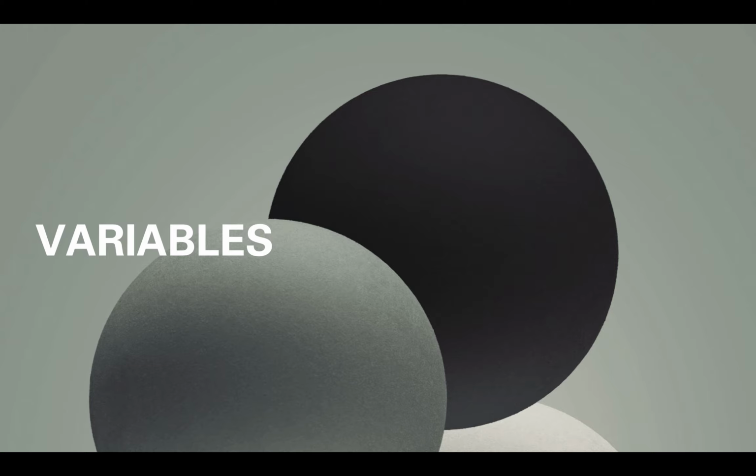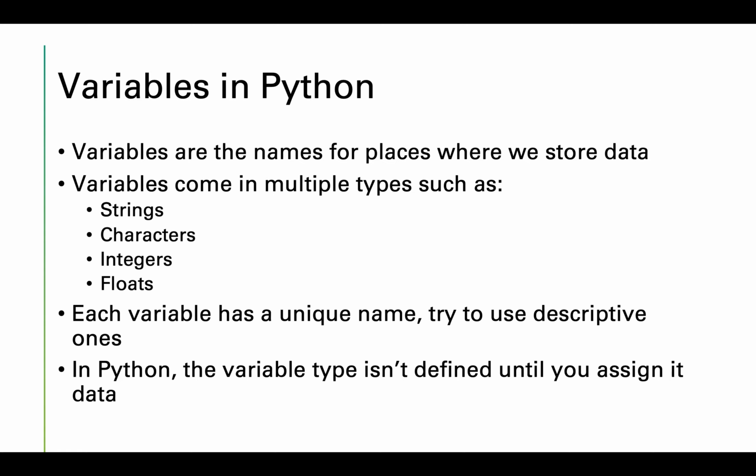So next, I want to talk about variables. So variables, they're important in programming. They're the names for places where we store data. And variables come in multiple types, such as strings, characters, integers, and floats. Those are some basic variable types. And give your variables a unique name. Try to be descriptive. And in Python, the variable type isn't defined until you assign it data.